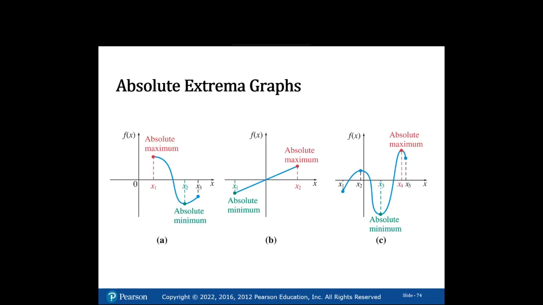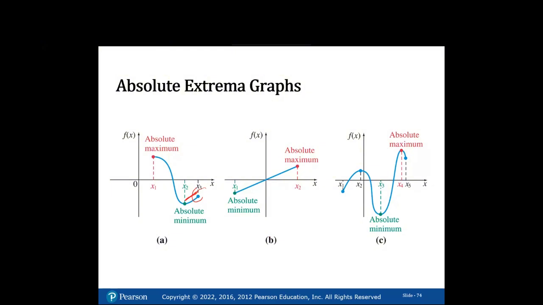So here we're looking at three different intervals, showcasing absolute mins and absolute maxes. On A, we have an absolute max at x1 and an absolute min at x2. We also have x3, which is still a max value, but not an absolute max. It's just a local max because it is bigger than everything on the interval from x2 to x3, but it's not bigger than f of x1. On B, it's a straight line, pretty self-explanatory there.